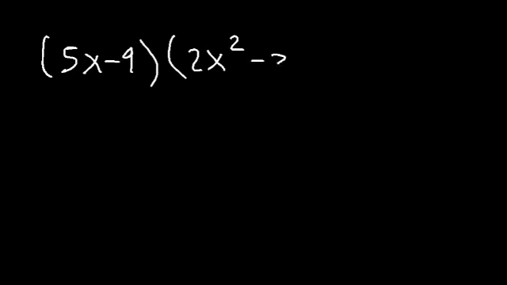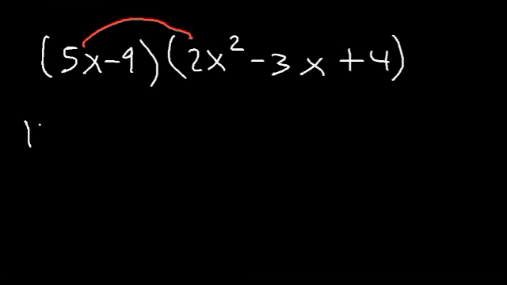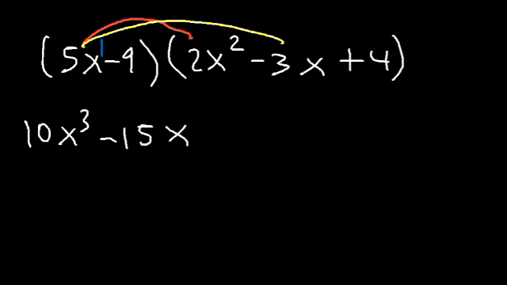Now let's say we wish to multiply a binomial, which has 2 terms, with a trinomial, which has 3 terms. So initially, after we multiply it, we should get a total of 2 times 3 terms, which is 6 terms. So let's multiply the 5x by 2x squared. 5 times 2 is 10. X times x squared is x cubed, because 1 plus 2 is 3. So now let's multiply 5x times negative 3x. 5 times negative 3 is negative 15. X times x is x squared.